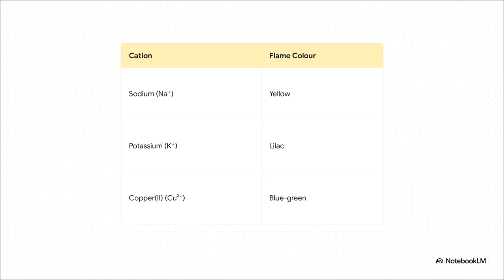Our other main technique is the flame test, which is basically a chemical fingerprint. When we heat up a sample, the metal ions get super energized. As they calm back down, they release that energy as light, and it's always a very specific color. A brilliant yellow flame just screams sodium. A delicate pale purple or lilac points to potassium. And a cool blue-green flame, that's the unmistakable signature of copper.